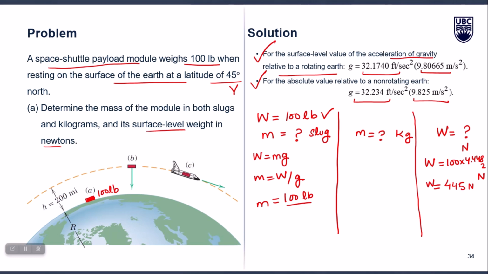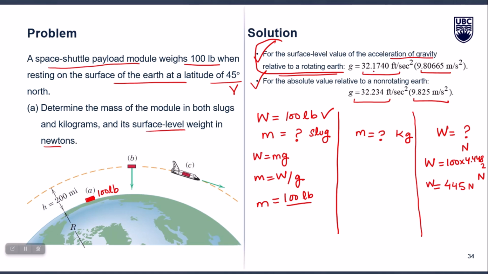We should consider that the mass is actually resting on the Earth, right? So it is in contact with Earth. Earth is rotating, so therefore the gravitational acceleration will reduce. So we should use this first value of g corresponding to a rotating Earth, right? And from this, we should pick the value corresponding to US units.